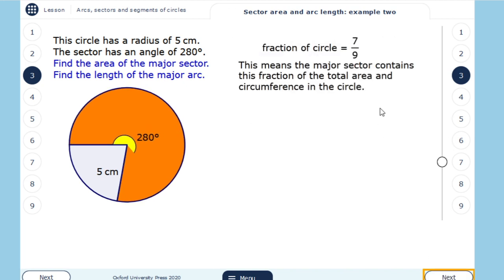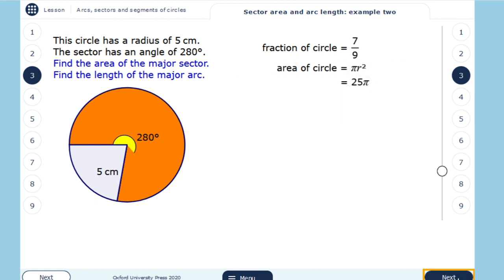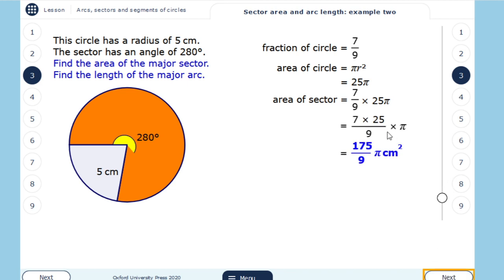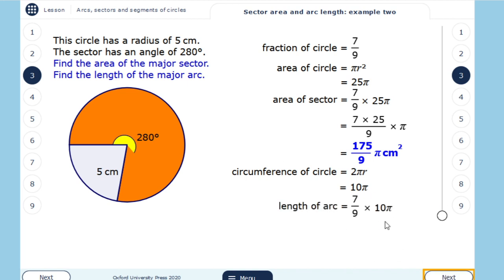Again, this means the major sector contains this fraction of the total area and the circumference. The area of the circle is pi times r squared, 25 pi. And again, the area of the sector will be 7 over 9 times the whole area, which is 175 over 9 pi square centimeters. The circumference of the whole circle is 10 pi. So again, the length of the arc will be the fraction of that, which is 70 over 9 pi centimeters.